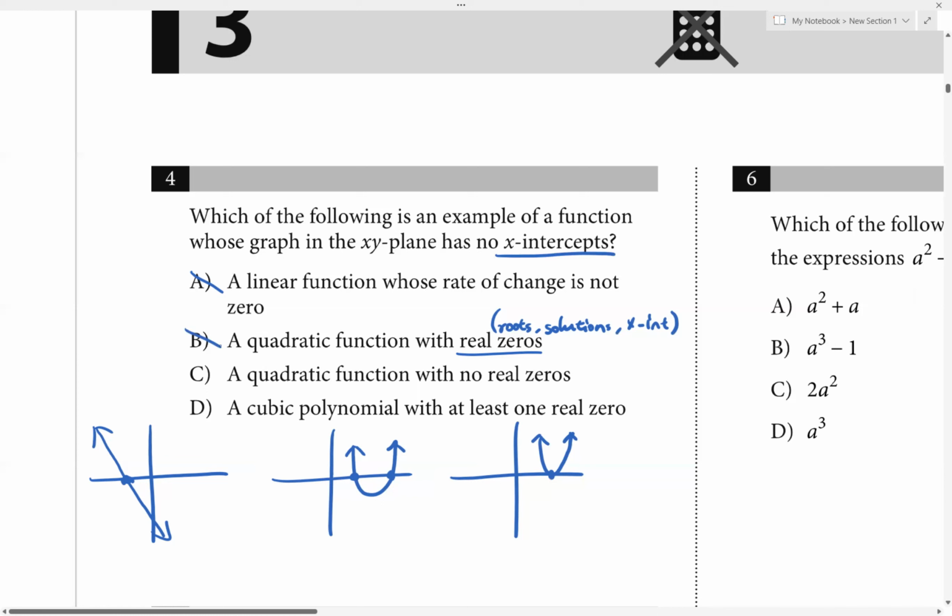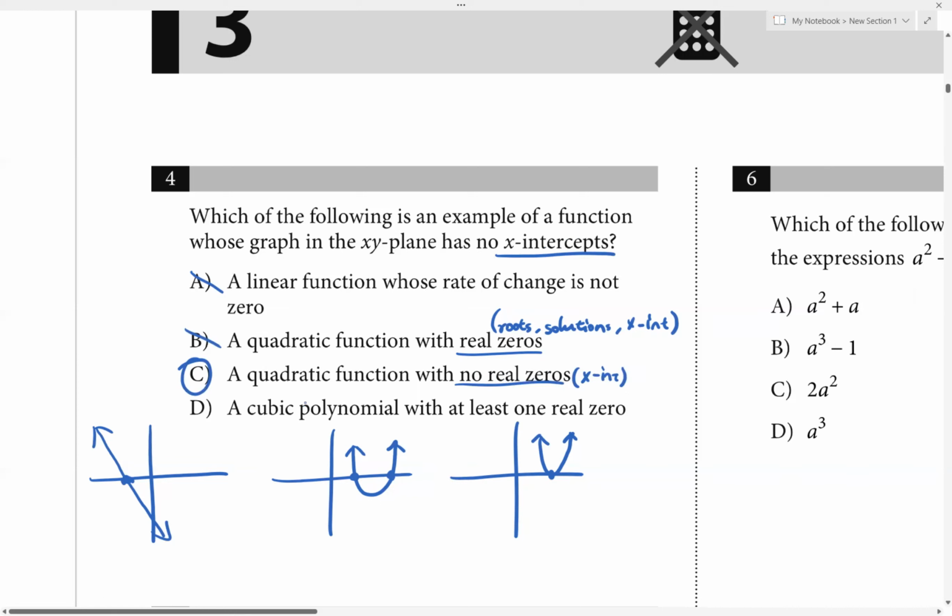Well, C, if you look at C, it's actually the opposite, right? It's a quadratic function with no real zeros. We said the zeros are the x-intercepts, right? If it doesn't have real zeros, then it has no x-intercept. So it has to be C then. The zeros are another word for x-intercept, so no real zero, no x-intercept.